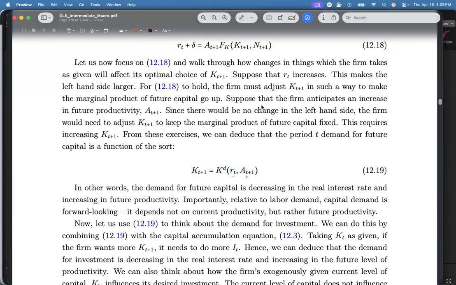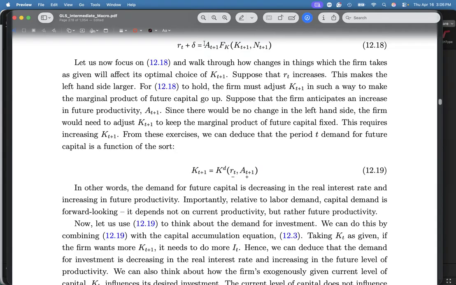Yeah. Implicitly because KT plus 1 is inside a function right now. And you may or may not be able to invert it, right? But it doesn't really matter if you can or cannot. It's easier, of course, if you can. You can explicitly show this. But if you cannot, you can immediately understand the relationship. And the relationship will be that as long as your marginal product of capital is sloping downward.